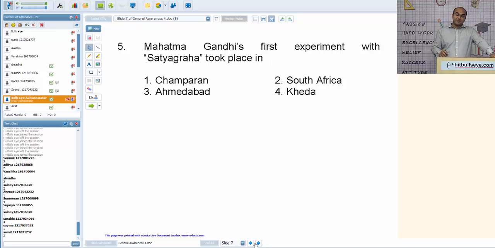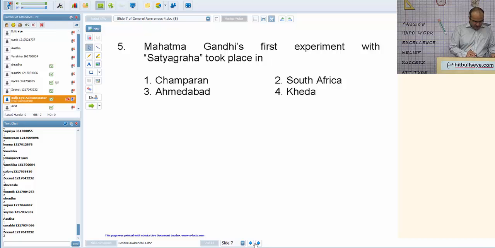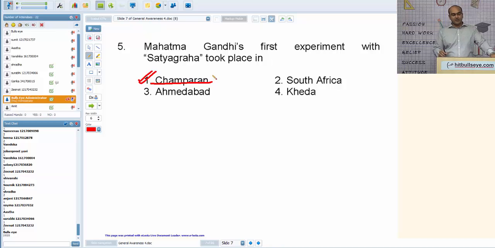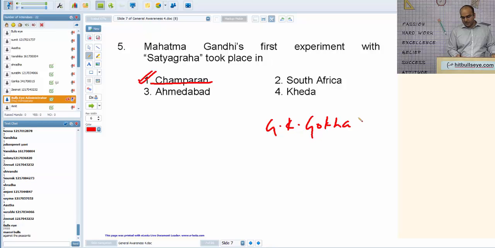Mahatma Gandhi's first experiment with Satyagraha took place in... you have the right answer. Champaran, that is in Bihar. Gandhi came back to India in the year 1916. However, for one year he did not take part in any political movement. He toured India with his political mentor, Gopal Krishna Gokhale. Gopal Krishna Gokhale is known as the political guru of Mahatma Gandhi, right?